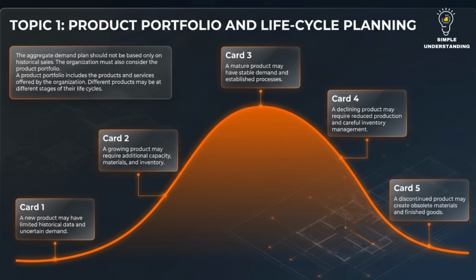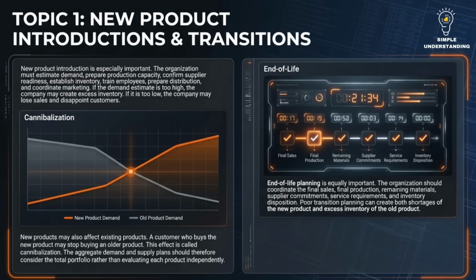A new product may have limited historical data and uncertain demand. A growing product may require additional capacity, materials, and inventory. A mature product may have stable demand and established processes. A declining product may require reduced production and careful inventory management. A discontinued product may create obsolete materials and finished goods. New product introduction is especially important.